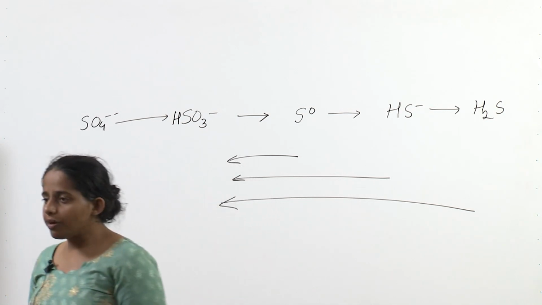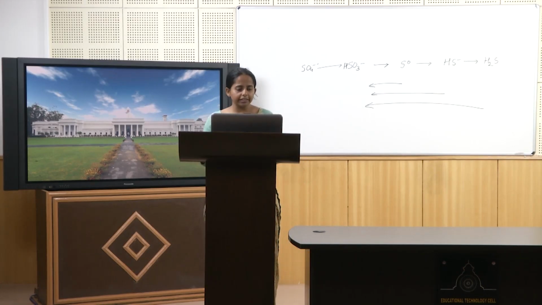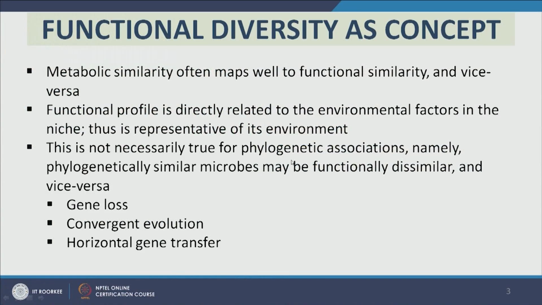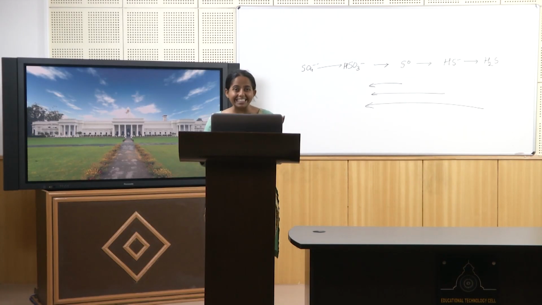However, it's important to note that this is not necessarily true for phylogenetic association. As I've already mentioned a while ago, two microbes might be phylogenetically very similar to each other but functionally very diverse. An example I love to give is E. coli: two strains of E. coli, phylogenetically very similar to each other. One is benign, you can eat it. Another, if you get infected, you will die within a day. So think about it, phylogenetically so similar but functionally so different, especially when it comes to public health.